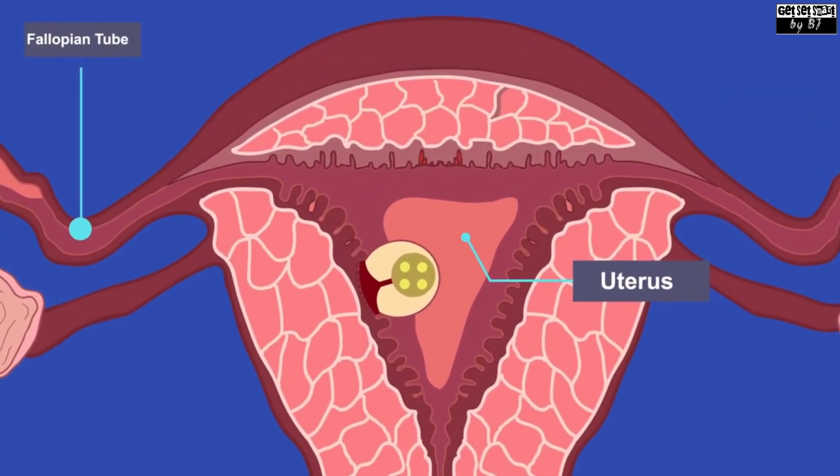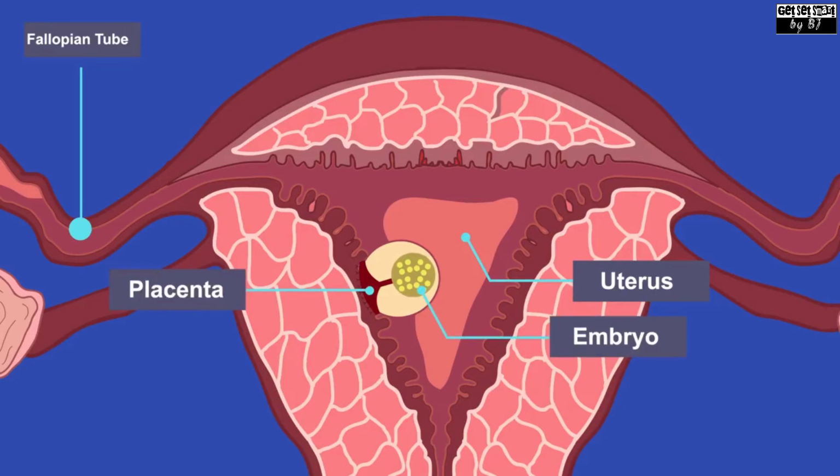Once inside the uterus of a pregnant woman, the cluster of cells will continue to divide and differentiate to form various types of cells. Some will form the structures in the embryo and the others will form the placenta. The placenta is an organ where the exchange of substances between the mother and embryo occurs.